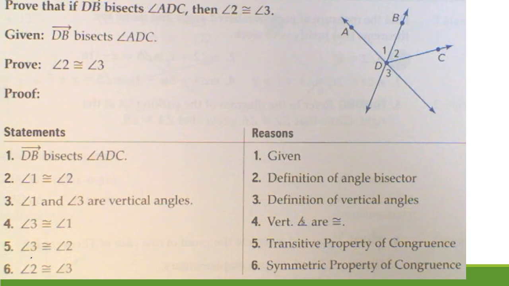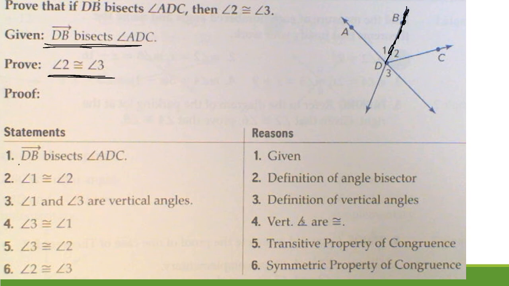So here's an example of this case here. Prove that if DB bisects ADC, then angle 2 is congruent to angle 3. So I want to show that angle 2 is congruent to angle 3, given that there's a bisector right here. So DB bisects ADC. DB is this line right here, and that bisects ADC. So here's how they go about it.